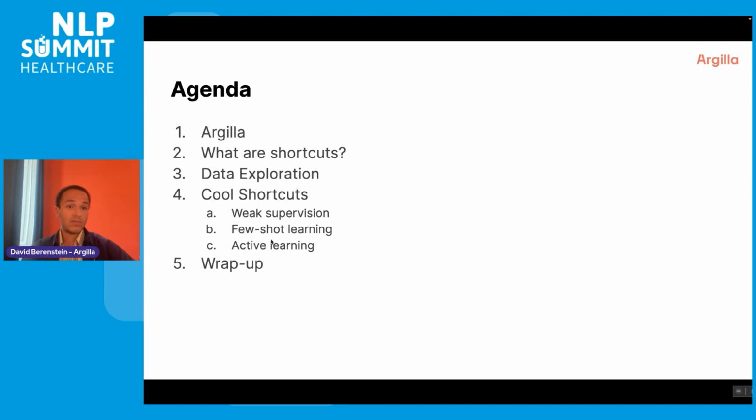So the agenda for today is to briefly introduce Argilla, because a lot of the analyses I'll be doing are done using the Argilla ecosystem. I'll define a benchmark for shortcuts and do some data exploration using the MTSamples dataset. The cool shortcuts that I'll be covering are weak supervision, few-shot learning, and active learning. And eventually I'll wrap up with some cross-lingual representations that you might be able to use when working with low resource languages. And I will touch upon some of the packages I've created during my work at my previous employer.